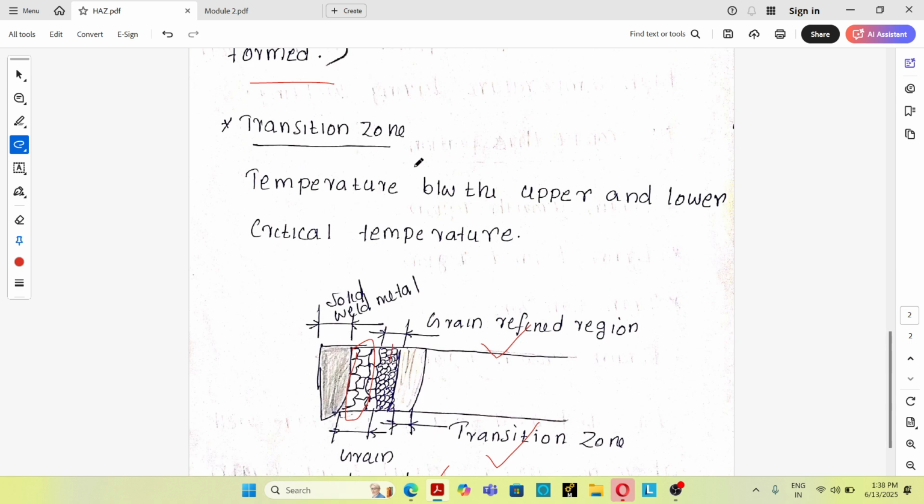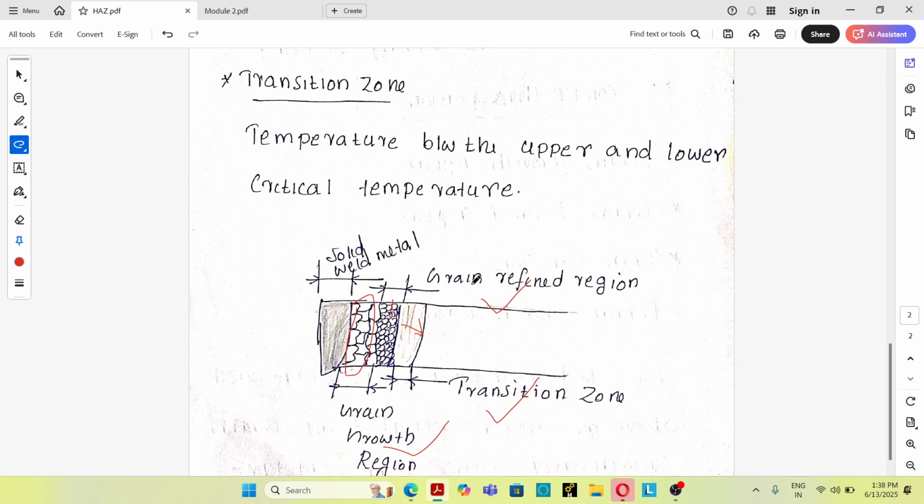And third one is transition zone. Transition zone means the temperature between upper and lower critical temperature. So this is the transition zone. Almost nothing will be happening. The temperature is between upper and lower critical temperature. So these are the three regions in a heat affected zone: grain growth region, grain refined region, transition region.